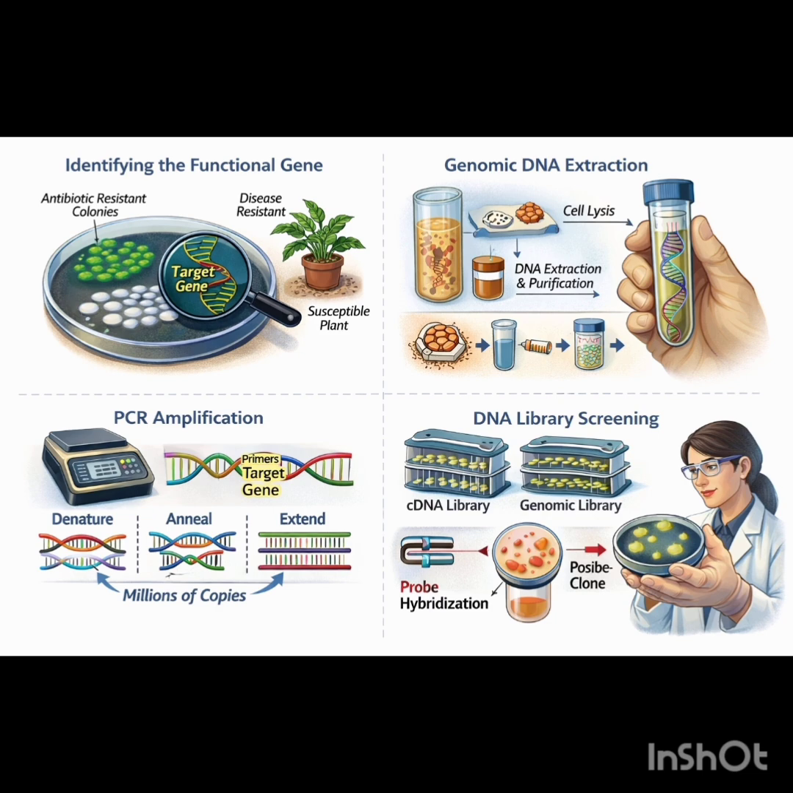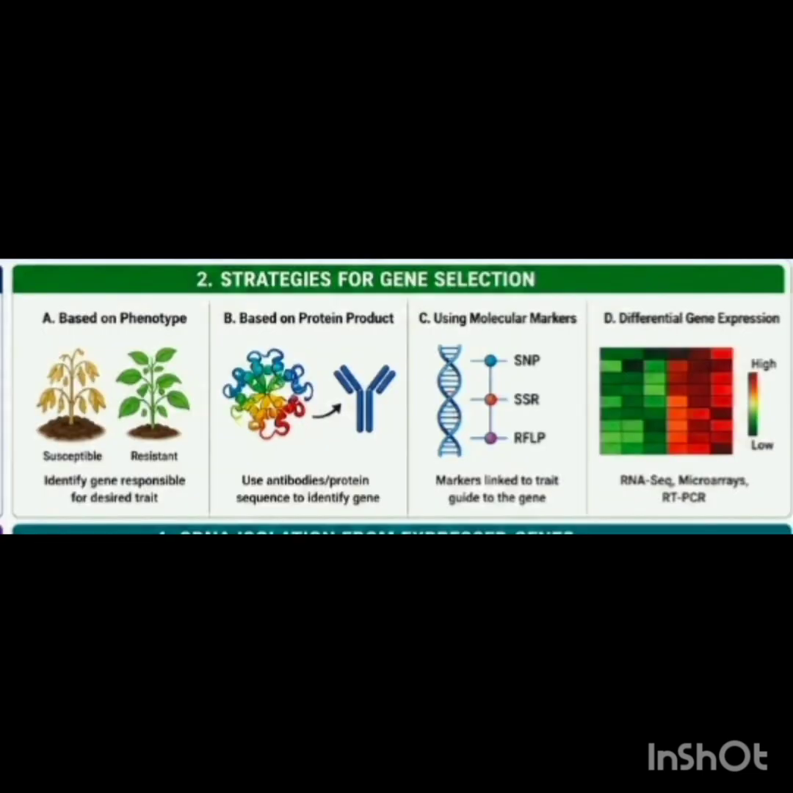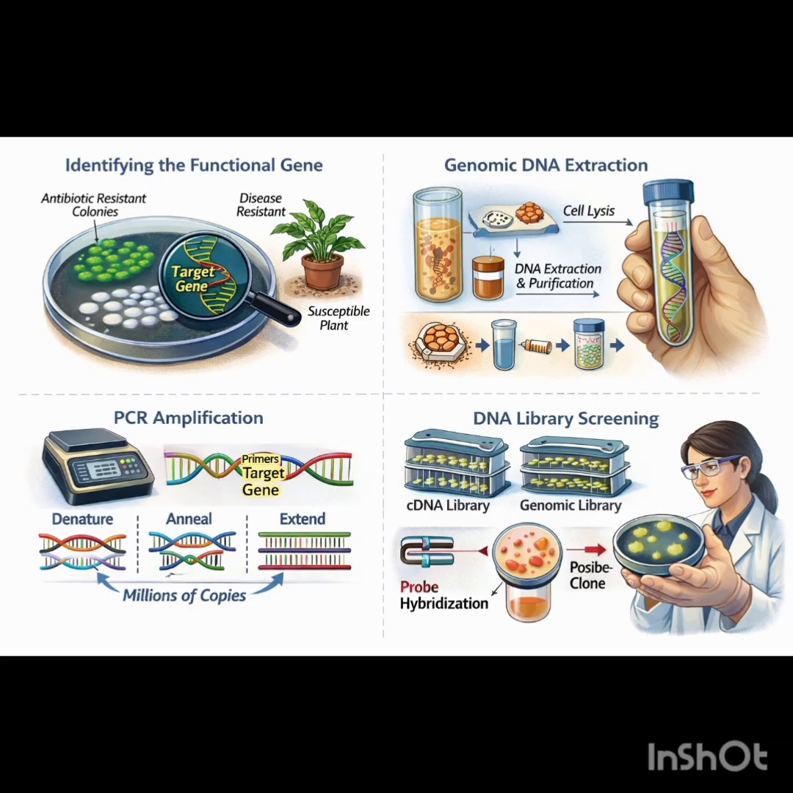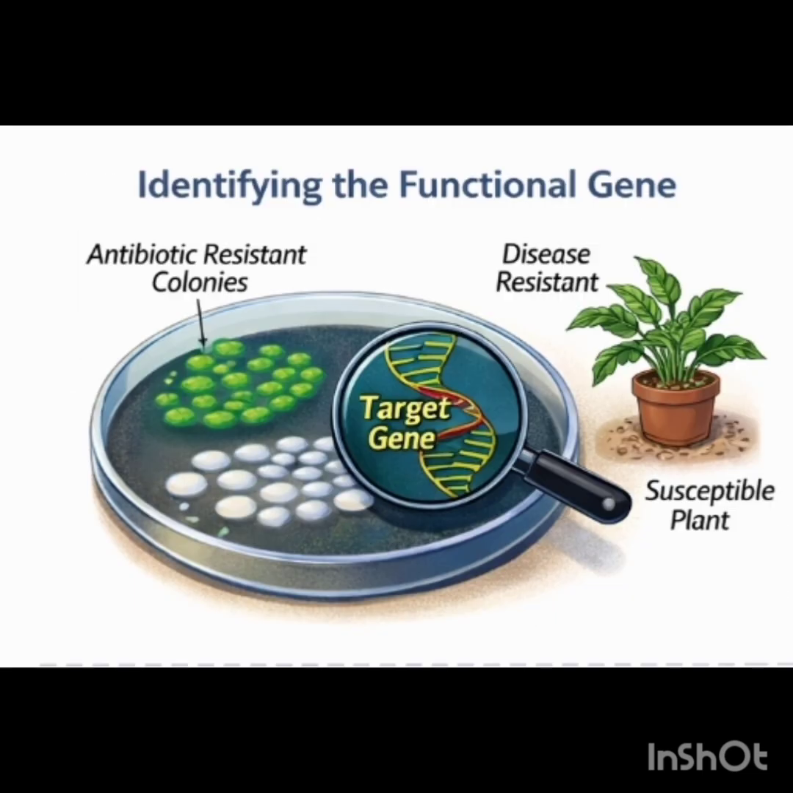Selection refers to identifying the gene of interest based on its known or suspected function. Selection based on phenotype: here, scientists observe a specific characteristic and search for the gene responsible. For example, a plant shows resistance to fungal disease, and researchers compare resistant and susceptible plants to identify the resistance gene. And selection is also based on protein product.